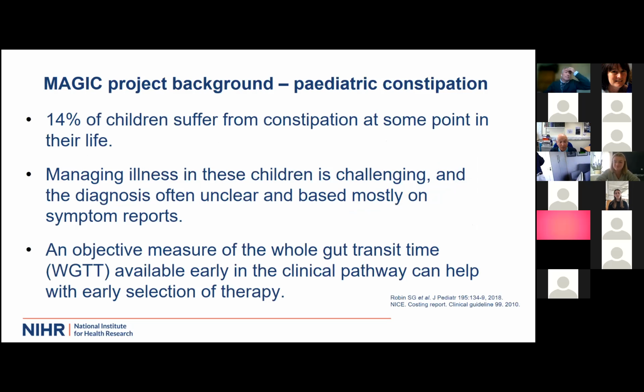It's a big problem. 14% of children suffer from constipation at some point in their life. And fortunately, most of them are sorted out by either the parents and carers or by the GP. 600,000 a year in England end up at the GP. But about 30,000 actually end up in hospital, mostly as outpatients or emergency admissions. And managing the illness in these young patients is actually challenging.